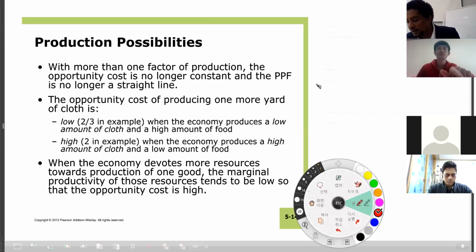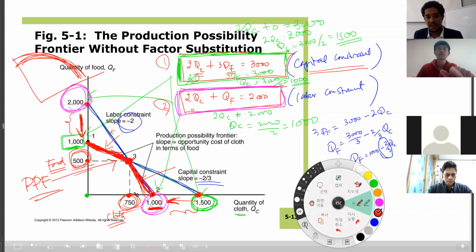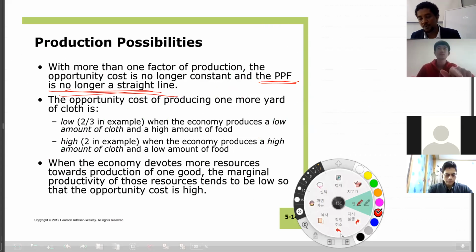So with more than one factor of production, the opportunity cost is no longer constant, and the PPF is no longer a straight line, right? The production possibility frontier is not a straight line as we have already computed here. And as I've said, when it is not a straight line, or it is bent on a curve, then you cannot have a constant slope, okay? But you have to solve that because you should find the slope of the production possibility frontier graph, okay?